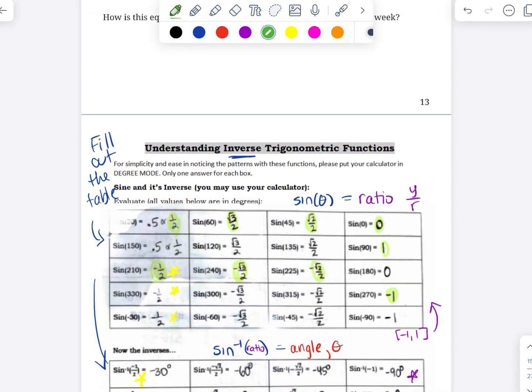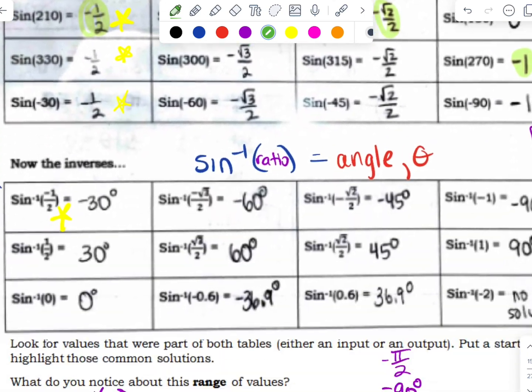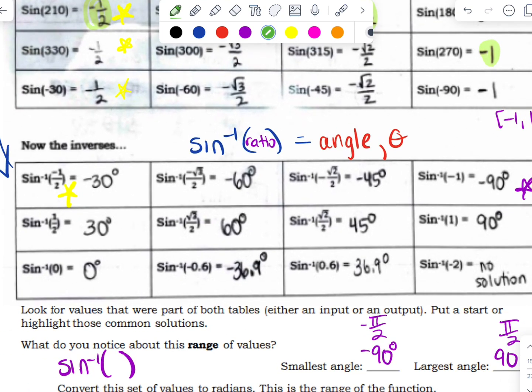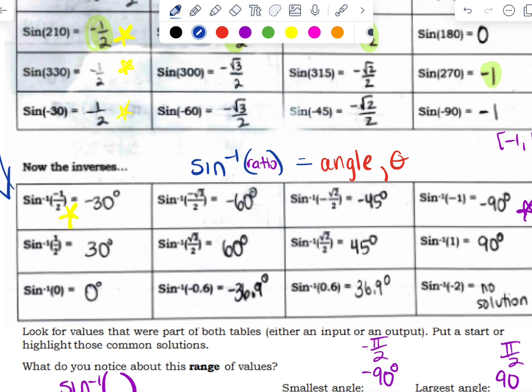So if I look at this table down here of my inverses, if I take a look at the sine of negative 1/2, let me erase some of this. If I take a look at these problems, the sine of 210, the sine of 330, and the sine of -30, those all give you out negative 1/2. Well, when I put in negative 1/2, I can't get out 1, 2, 3 different answers. I can only get one.